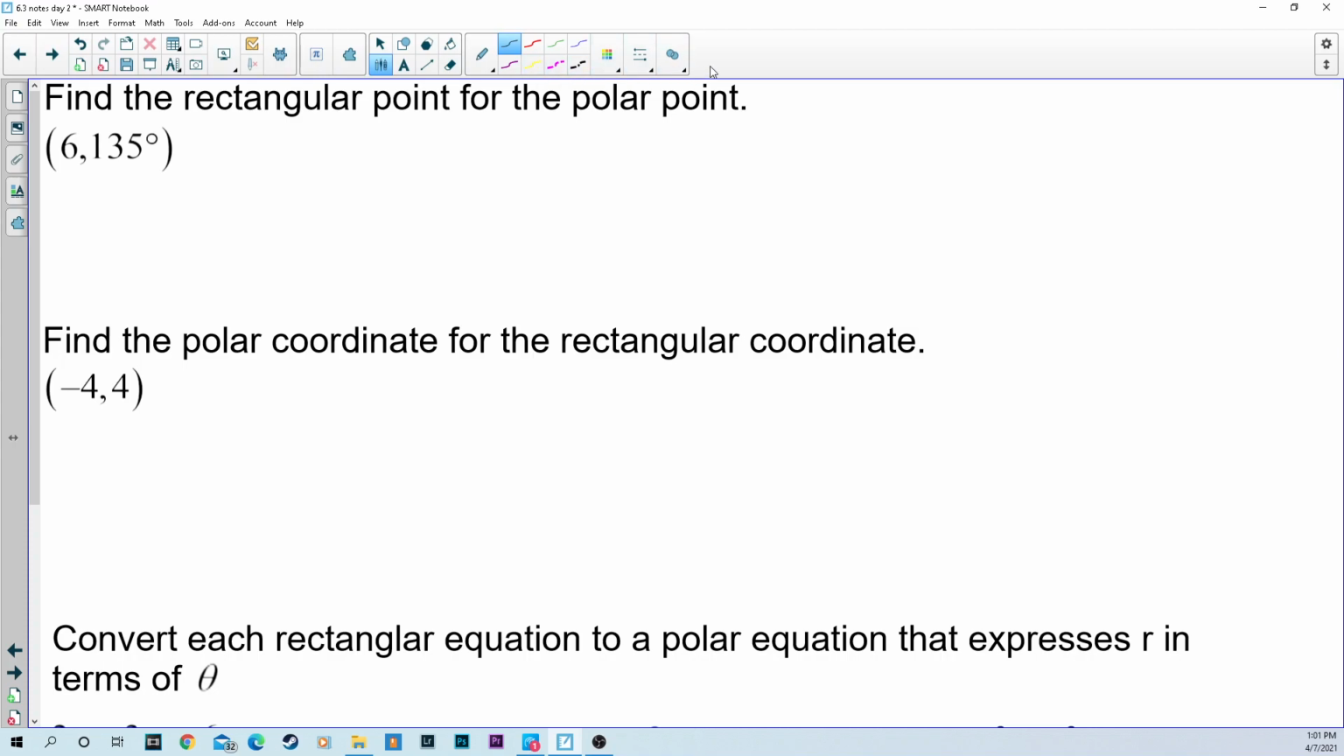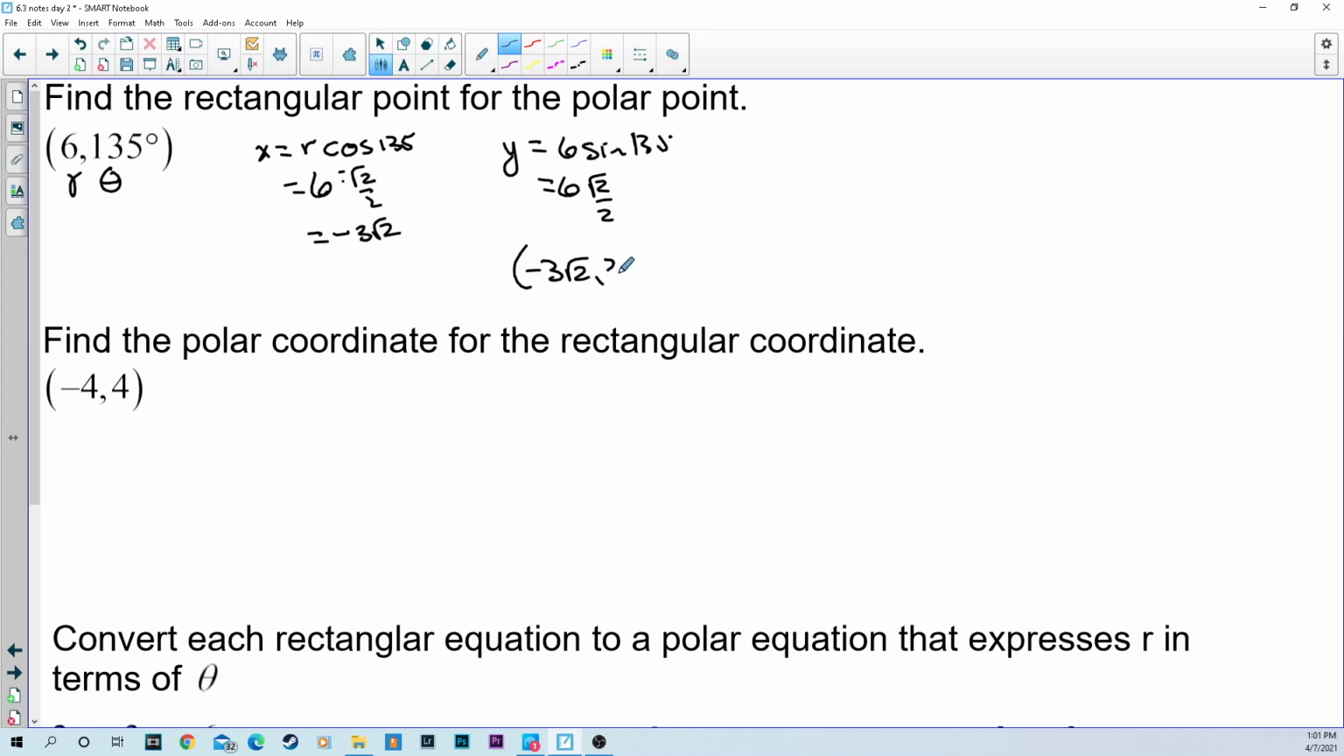Find the rectangular point for the polar point. So this is polar. This is r and theta. And we want the rectangular. X is equal to r times the cosine of 135. So that's 6 times the cosine of 135, which is square root of 2 over 2. Actually, it is negative square root of 2 over 2. So that's negative 3 square root of 2. And then y is equal to r sine of 135. And that's going to be 6 times the square root of 2 over 2. So the point is negative 3 square root of 2 and 3 square root of 2.